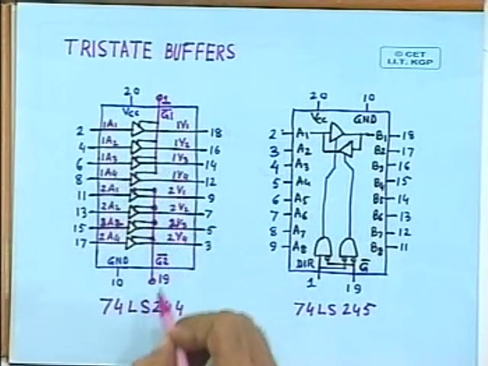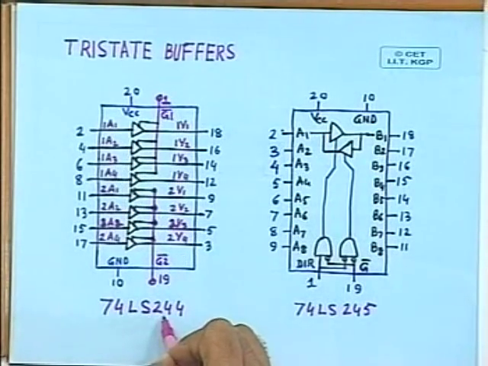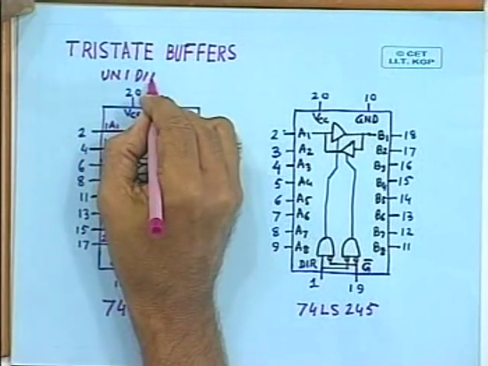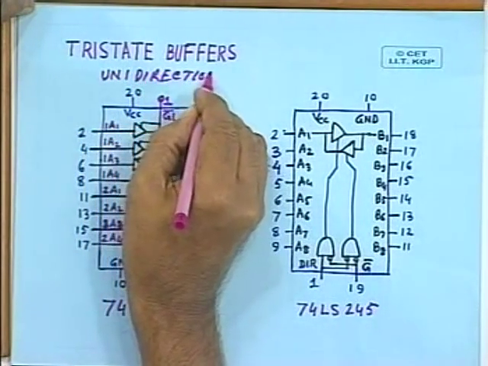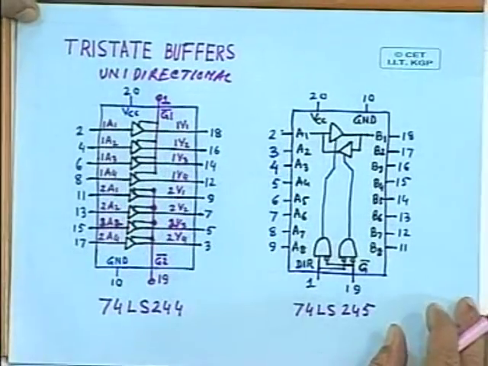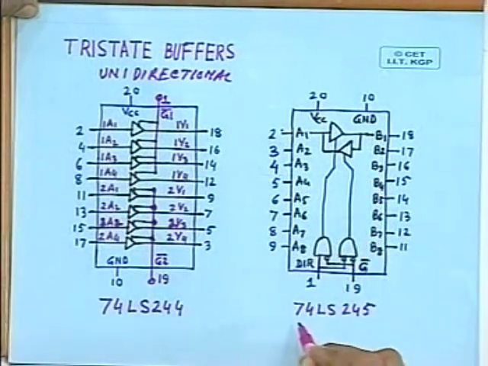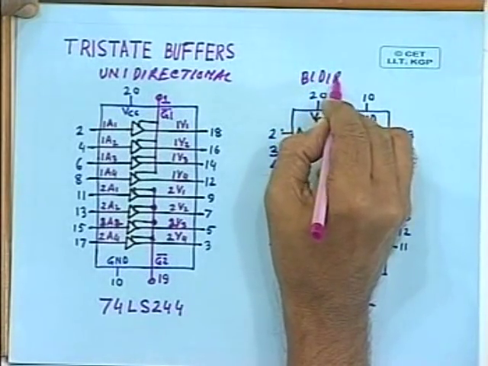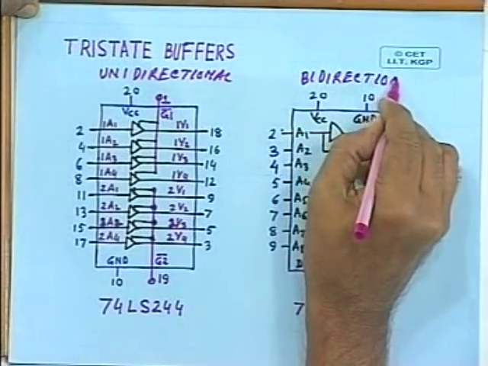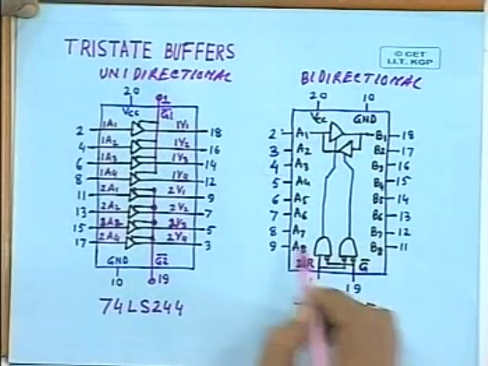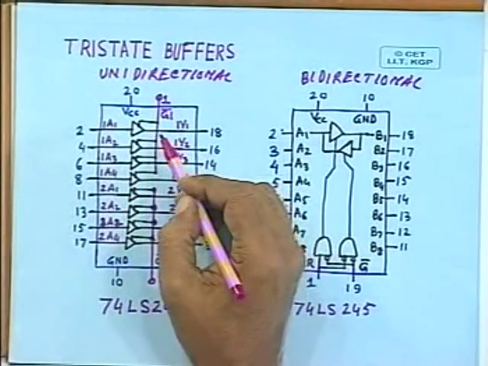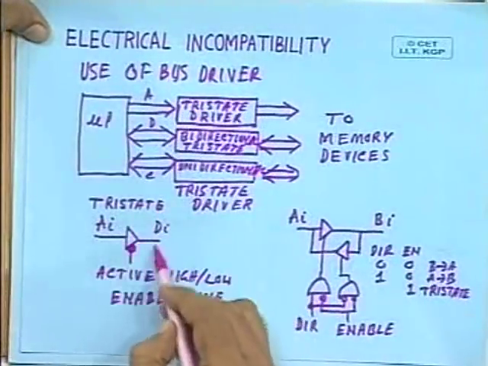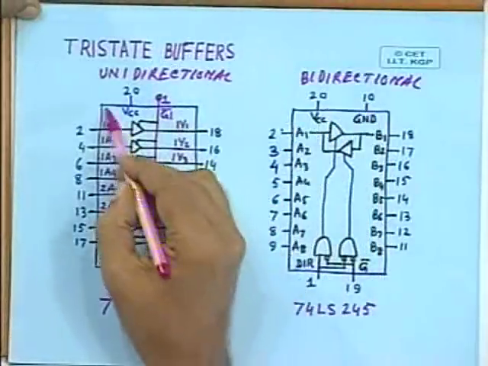This is a 74LS244. This is a unidirectional tri-state buffer or driver. On the other hand, 74LS245 is a bidirectional tri-state buffer. Here, what has been done is that eight drivers of the same type have been housed within a single chip.